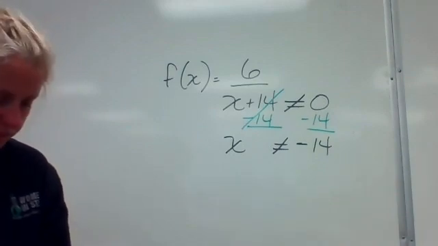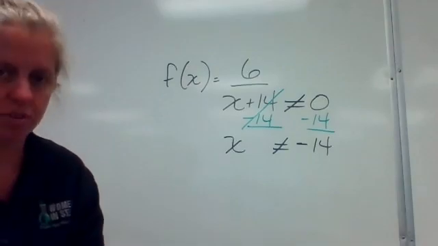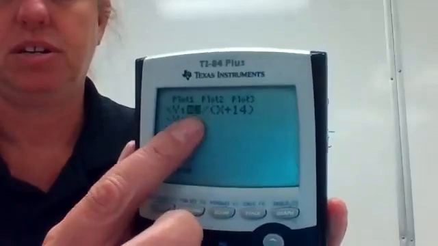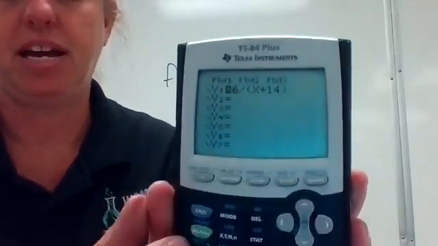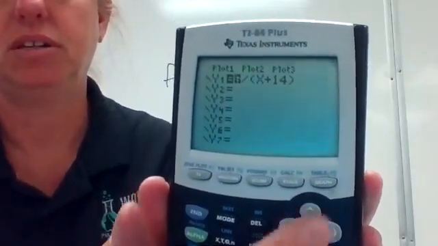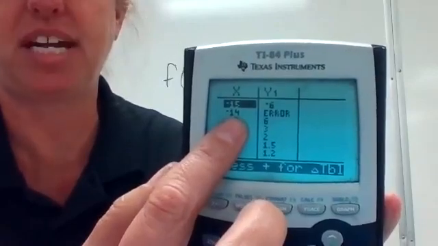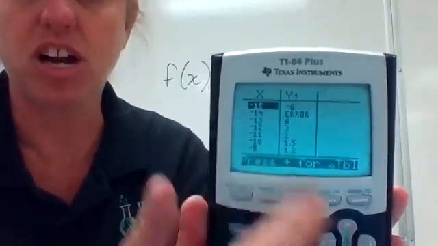Yeah, I'm going to show you something on the calculator. So look, I put that function in: y equals 6 over x plus 14. Now I'm going to look at the table. Look what it does when x is negative 14. It gives me an error message. And again, all the other numbers are fine.